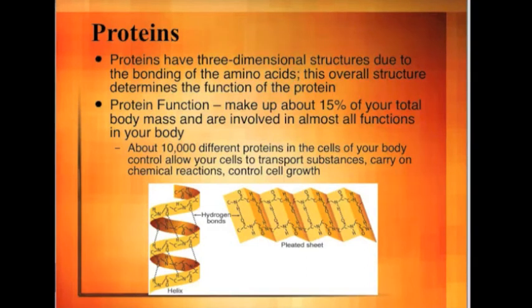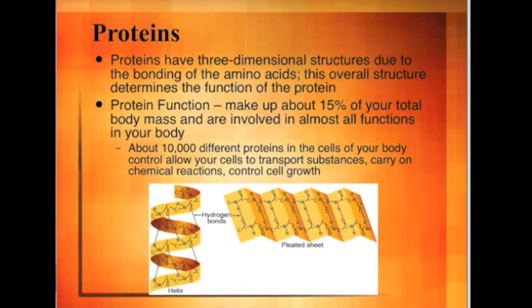About 15% of your total body mass is proteins. There are 10,000 or more different proteins in the cells of your body. Basically everything that you do, carrying on chemical reactions, cell growth, making up the tissue and the cells, the protein that makes up your nails, your skin, the oils on your skin, those are all composed of these amino acids.